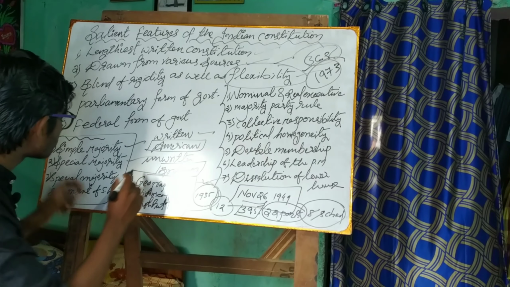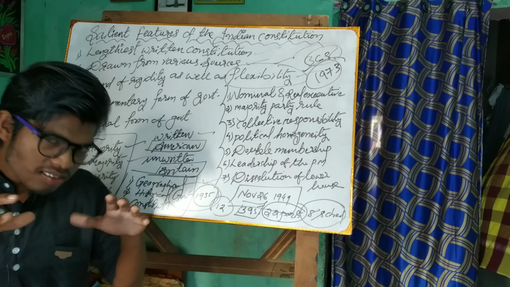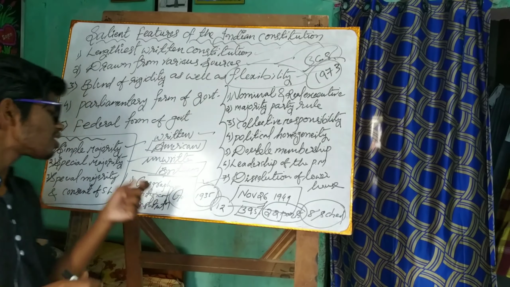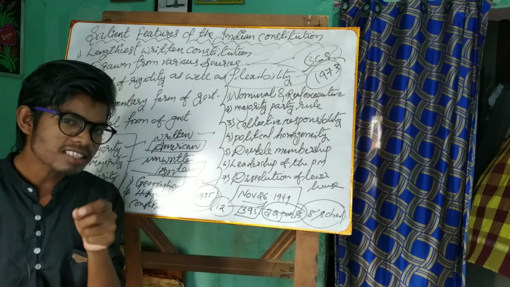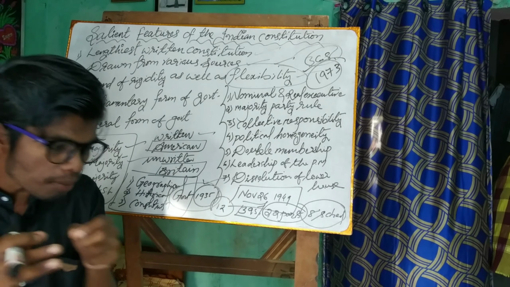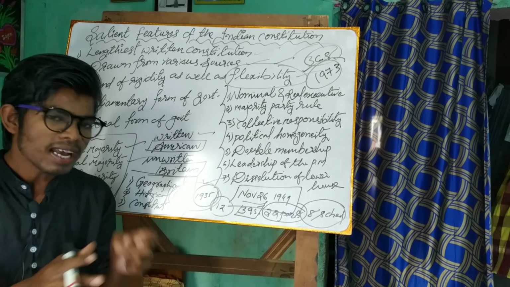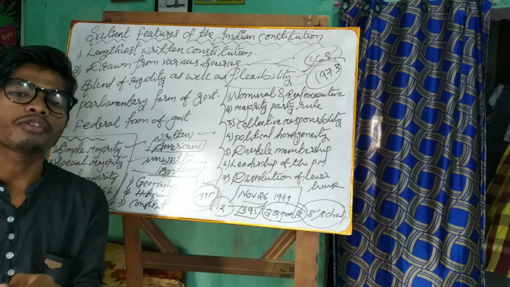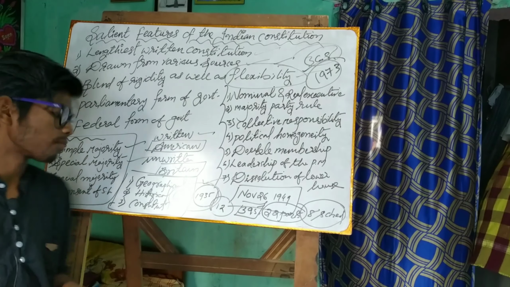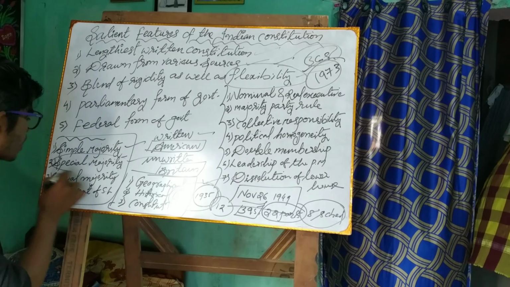And the next way is the special majority. There are certain provisions of the Indian Constitution which can be amended by a special majority of Parliament. That is, by more than 50% of the total membership of each house of Parliament, and two-thirds of the members of each house present and voting. That is the special majority.